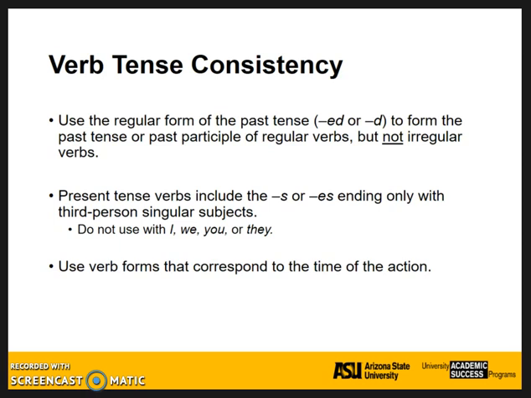When writing, you need to be sure you are using the correct verb tense and that there is consistency. Some general tips are to use the regular form of past tense, ed or d, to form the past tense or past participle of regular verbs, but not irregular verbs. Present tense verbs include the s or es ending only with third-person singular subjects. Do not use present tense verbs with I, we, you, or they. And finally, be sure to use verb forms that correspond to the time of the action. The next 3 slides will show you examples of the different tenses so you can spot the difference when reviewing in your writing.